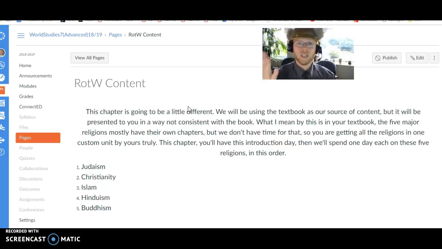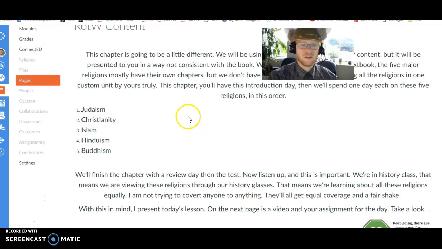We'll have an introduction day, which is today, and then we'll spend one day each on each of these 5 major religions of the world in this order. We'll start with Judaism, Christianity, Islam, move on to Hinduism and Buddhism, and we'll finish the chapter with a review day and a test as normal.